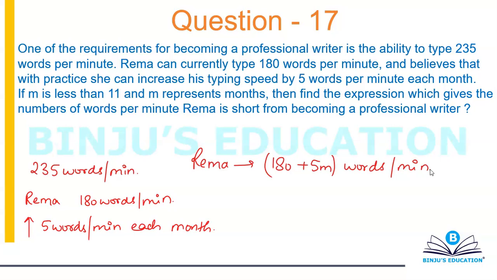M is less than 11, which basically means that even after practicing for m months, where m is less than 11, Rima would not be able to reach her target. She was supposed to reach 235. She could only reach 180 plus 5m.